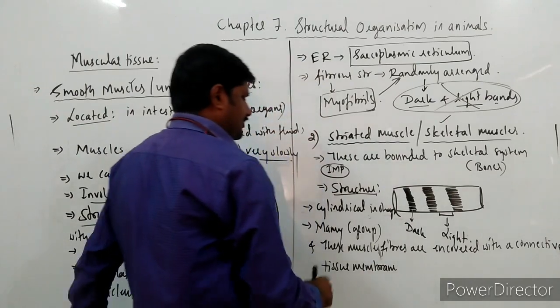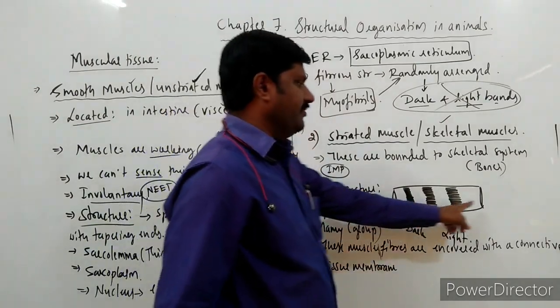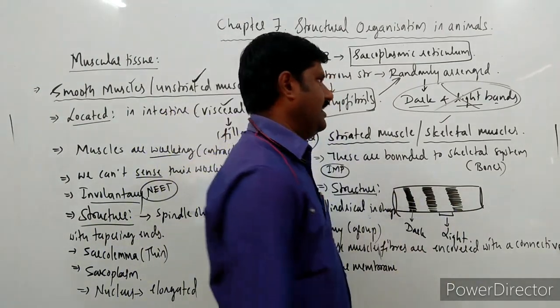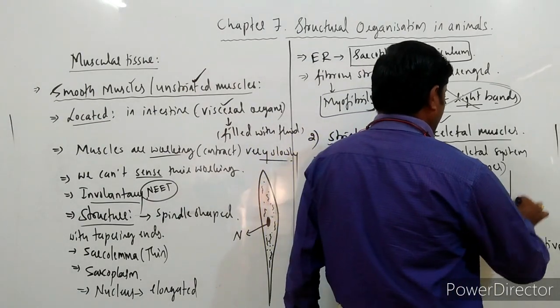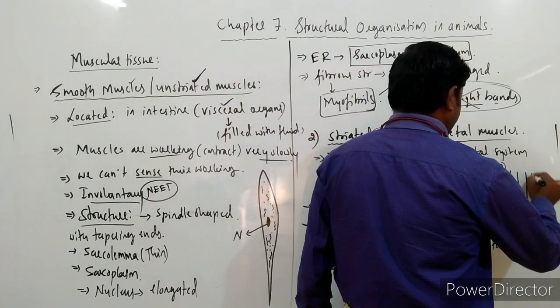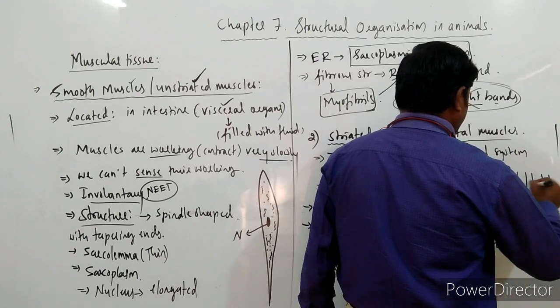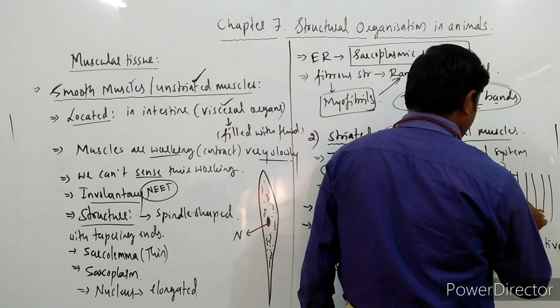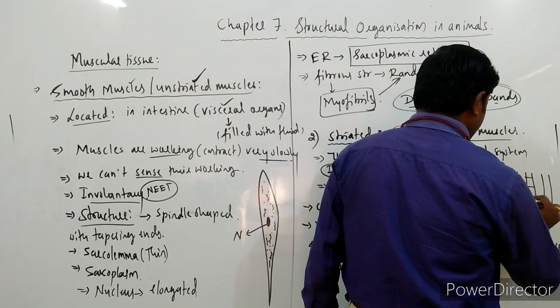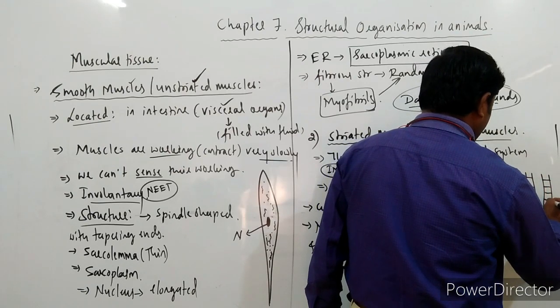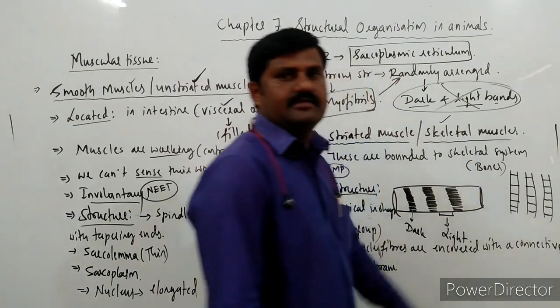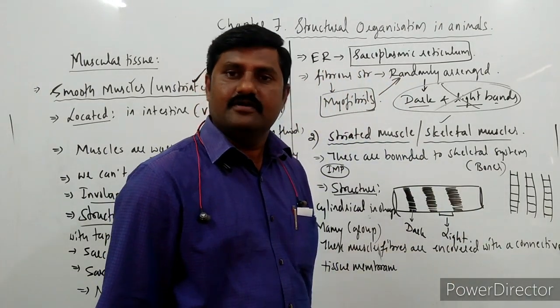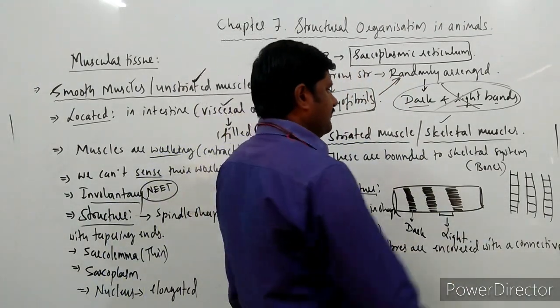Right? So in the tissue membrane, many muscle fibers are there. They will be in groups like this, right? So they will be in a group. You will find this kind of muscle fibers. They have dark and light bands. So many such muscle fibers are there.